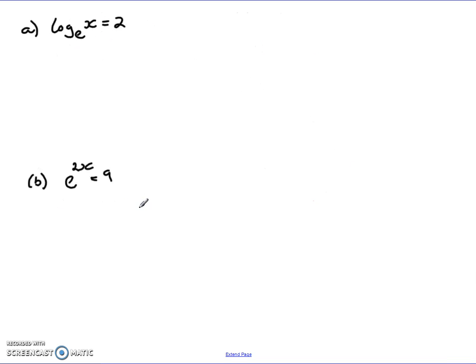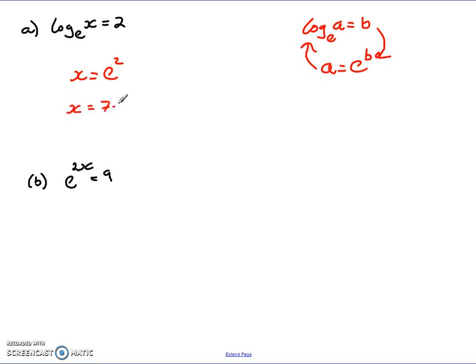Second set was solving equations involving them: log to the base e of x equals 2 and e to the power of 2x equals 9. Now remember, what we said was that log to the base e of any value a, if that equals b, we're able to then say that a equals e to the power of b. We're able to jump between these two and go back and forth following this rule. So log to the base e of x equals 2, remember we want our final line to read x equals, so we want to keep the x on its own. Use this rule, and you end up getting x equals e to the power of 2. Plug that into your calculator and you get 7.39 to two decimal places.